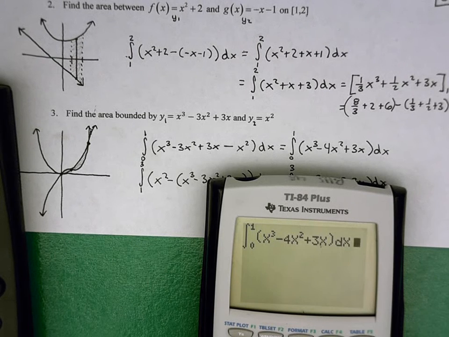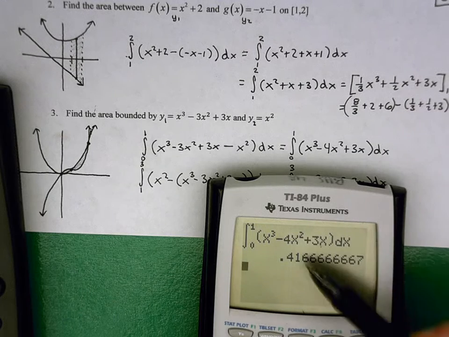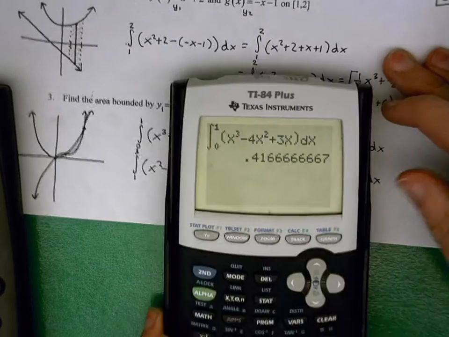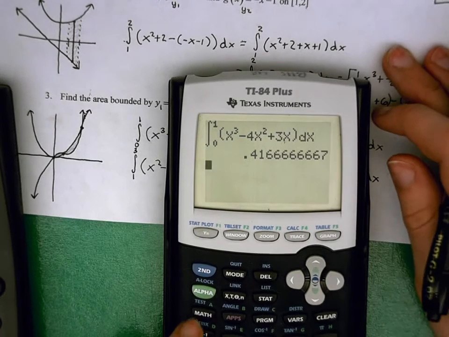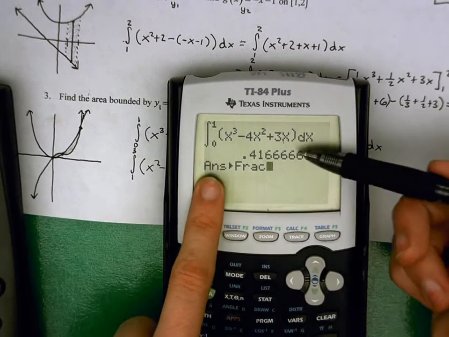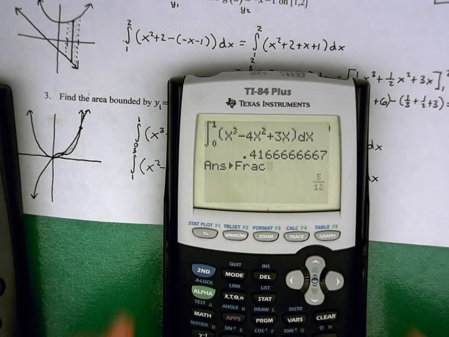And when you hit enter, you get 0.416666667, and if you, so 6 repeating, if you want to see what that is as a fraction, you hit math. So I'll go ahead and show you where that is. You hit math, fraction, so it's going to be taking that answer and it's going to be turning it into a fraction, and you get 5/12.